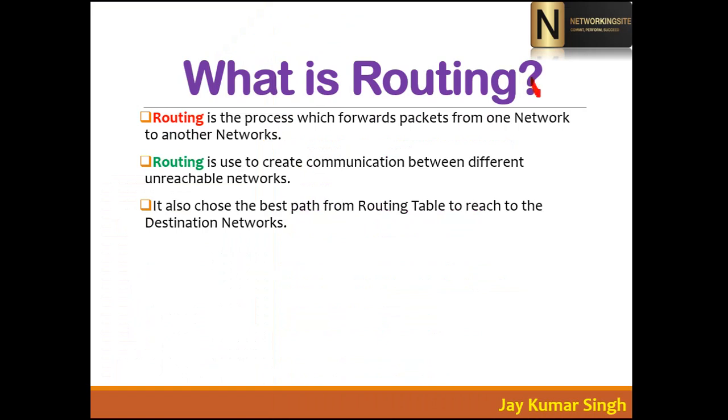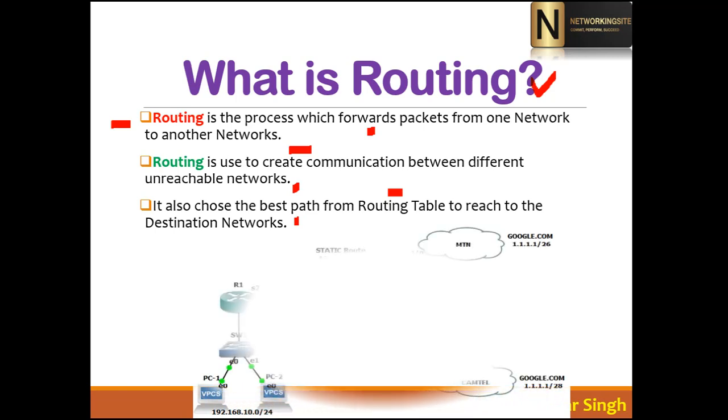So what is routing? As we already know, the purpose of routing is to forward the packet from one network to another network. Routing is used to create communication between two different unreachable networks. Routing also helps us to find the best path from the routing table to reach from source to destination.